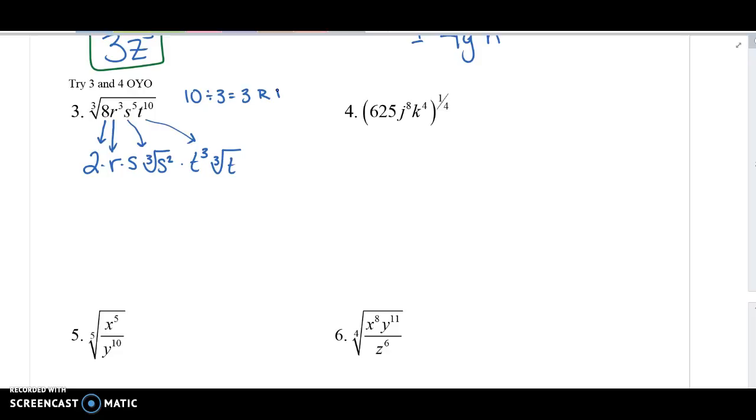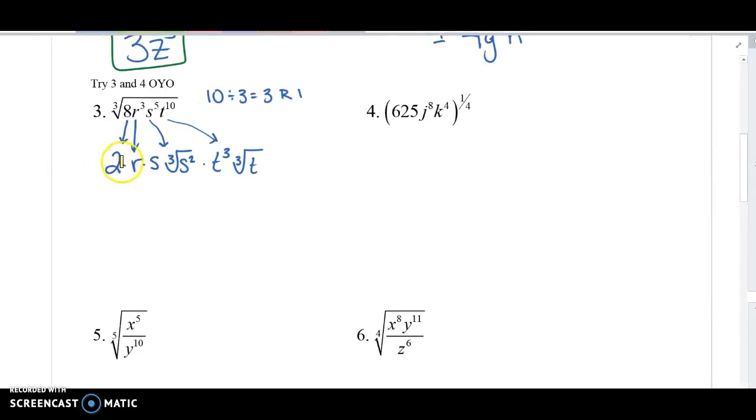Okay, cool. Now, how do we write this as a cohesive answer? Your answer needs to be numbers and letters in alphabetical order that are not under the radical, and then 1 radical symbol, numbers and letters that are still under the radical. So the 2rs t cubed, that's going to be written first. And then we write a cube root of the stuff that's still under the radical, s squared t.